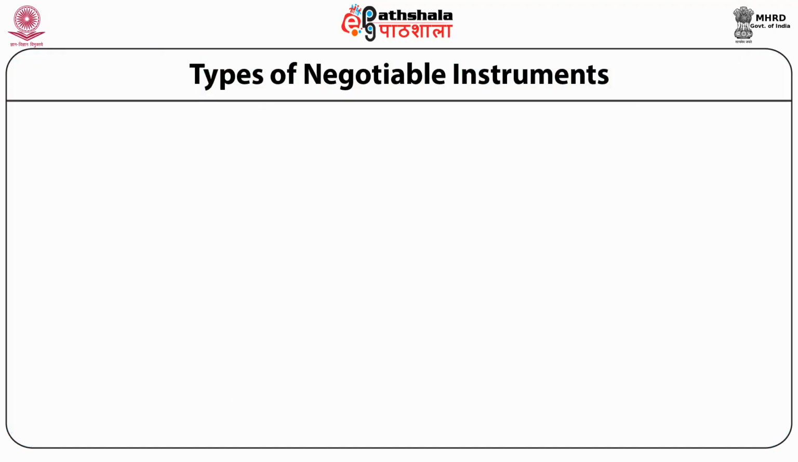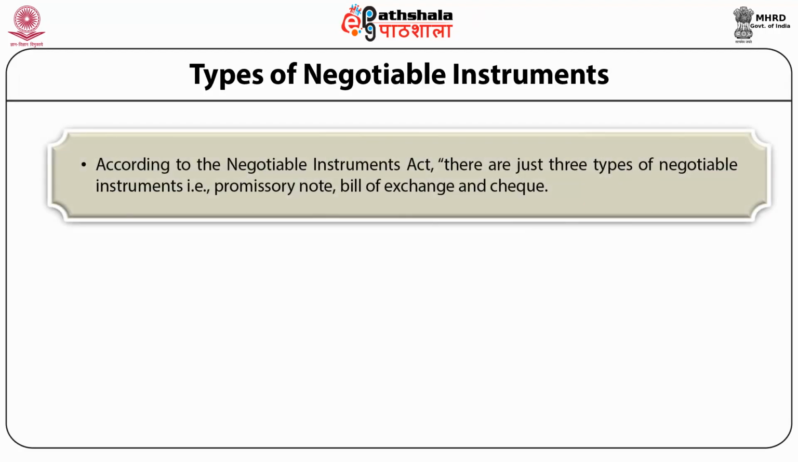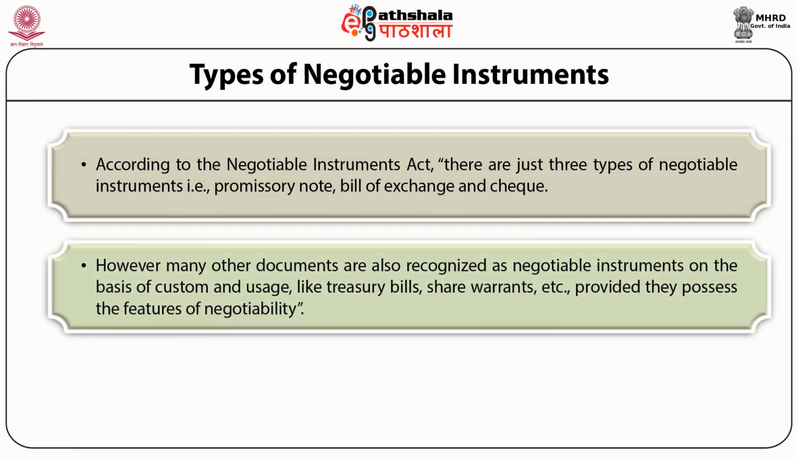Now the students will discuss the various types of negotiable instruments. According to the Negotiable Instruments Act, there are just three types of negotiable instruments. The first one is promissory notes, the second is bills of exchange, and the third is checks. However, many other documents are also recognized as negotiable instruments on the basis of custom and usage, like treasury bills, share warrants, etc., provided they possess the feature of negotiability, meaning the feature of transferability from one person to another.